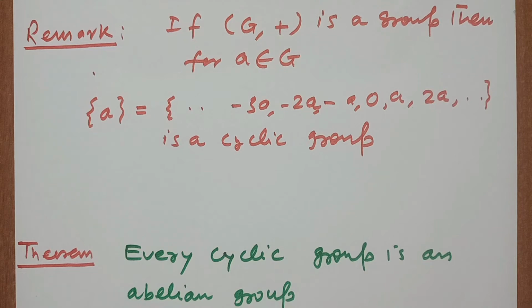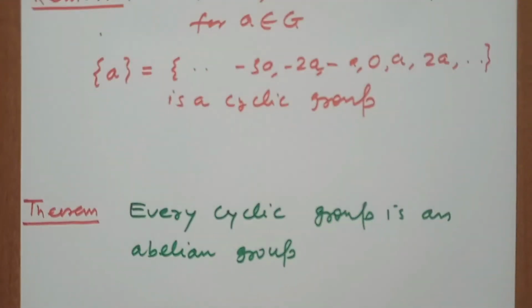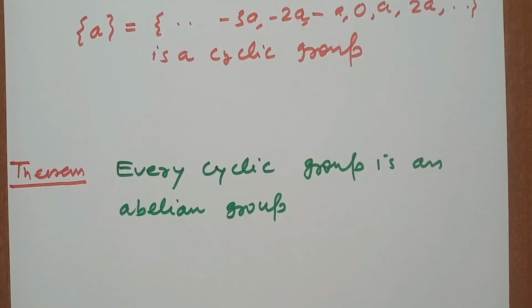An important theorem, which is very important: every cyclic group is an abelian group. Okay, the proof is very easy.